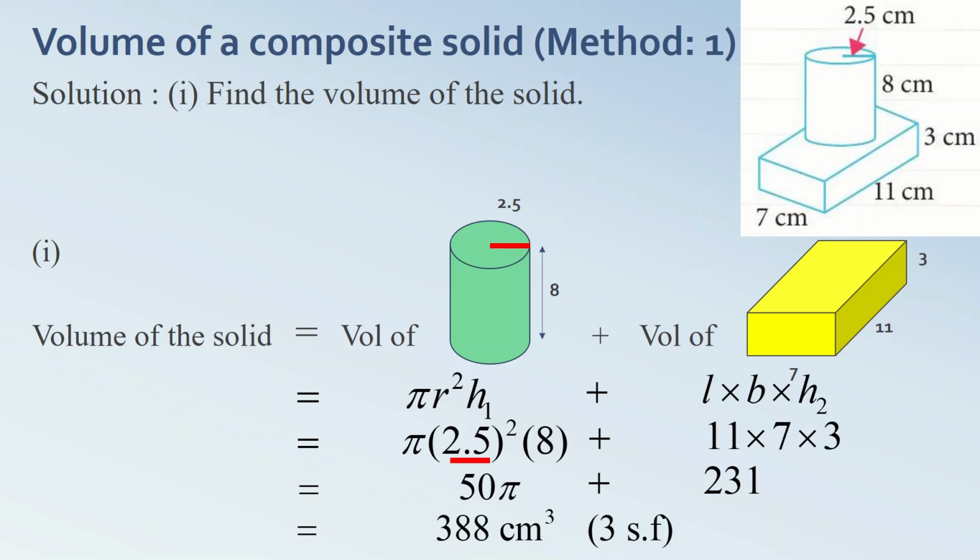Substituting into the respective formula for volume of cylinder and volume of cuboid, we have volume of cylinder calculated as 50 pi cm3. Volume of cuboid calculated as 231 cm3. Volume of the solid is therefore 388 cm3, corrected to 3 significant figures.